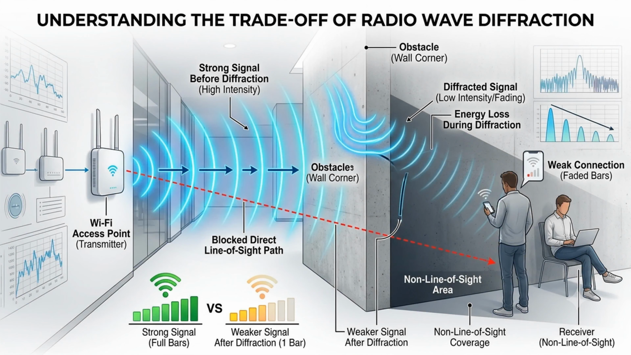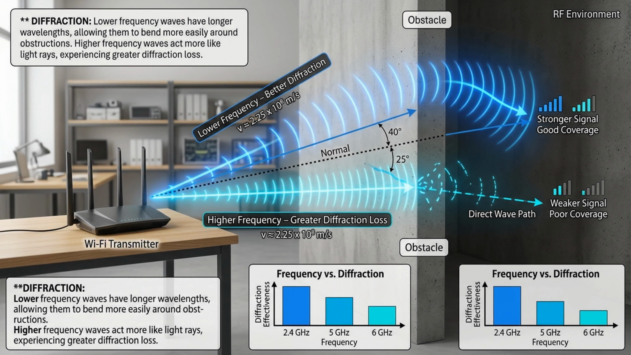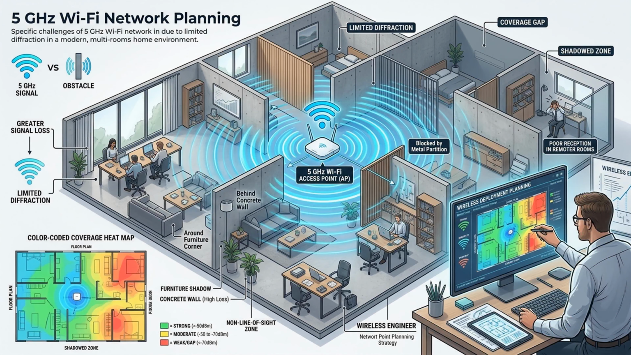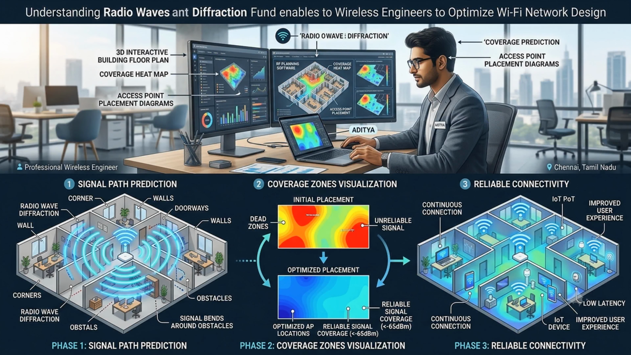However, diffraction comes with a trade-off. As radio waves bend around obstacles, they lose some of their energy, resulting in weaker signals. The amount of loss increases as the signal frequency increases. This means higher frequency signals are generally less effective at diffracting around obstacles. For example, a 2.4 GHz Wi-Fi signal typically diffracts more effectively and maintains better coverage around obstacles than a 5 or 6 GHz signal. As a result, 5 or 6 GHz networks often experience greater signal loss in obstructed environments, making diffraction an important consideration when planning wireless deployments. Understanding diffraction helps wireless engineers predict coverage patterns and optimize access point placement to achieve reliable connectivity throughout a network.